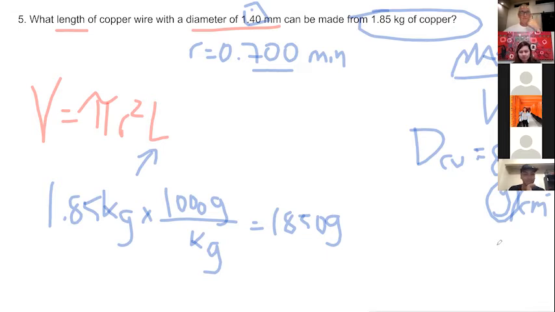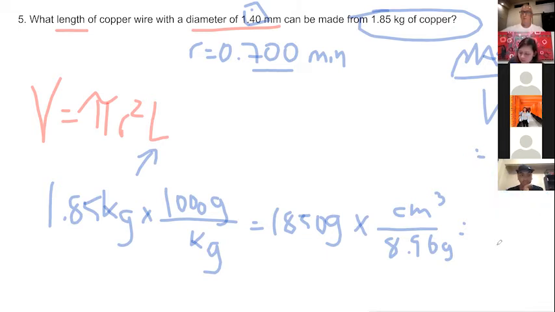All right, so I've got grams and I've got the density. So now I can get my volume. So 1,850 grams, I'm going to multiply that by something that will give me a volume at the end. So now I'm going to put my volume on the top. So my volume is going to be cubic centimeters on the top, and my mass goes on the bottom. So that's 8.96 grams. So what's my volume? How big a piece of copper do I have if I have almost 2 kilograms of it?